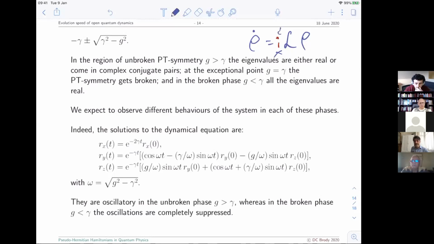And then the symmetry gets broken at the exceptional point where G equals gamma. And when G is less than gamma, all eigenvalues are real. That's in the broken phase, where real eigenvalues mean decay, pure decay.